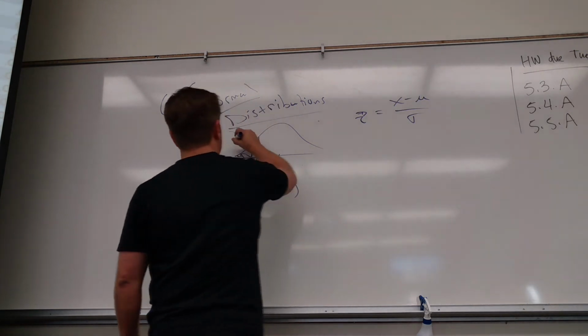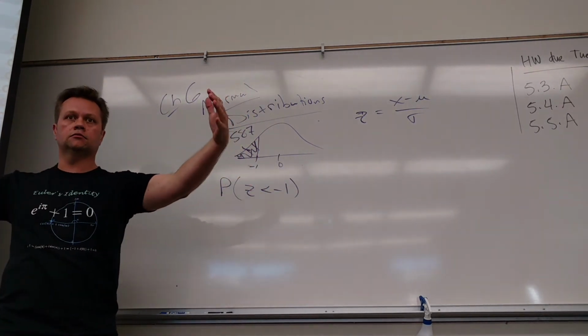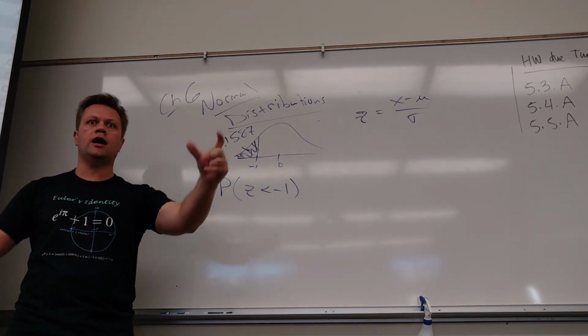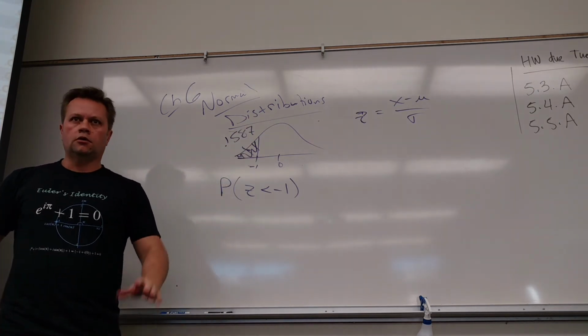0.1587. So this is what we did last time. And we already knew from just what we did earlier that it should be 16%. There's 68% inside, so there must be 32% outside. So 16% on either side. And this is 16%. Yeah, all right, I like it.